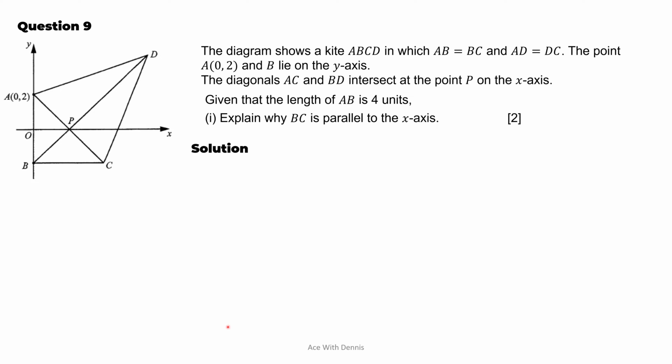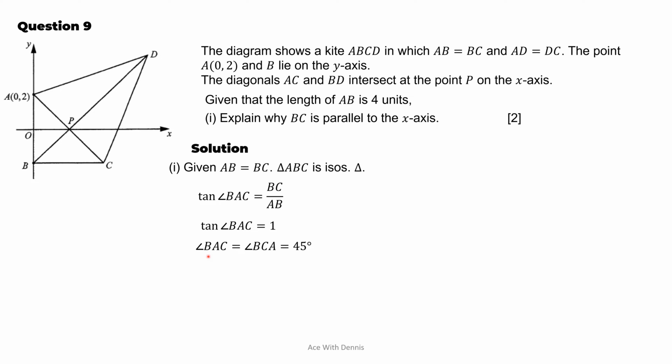Here's a solution. Given that AB equals BC, so AB is here, BC is here. Therefore, triangle ABC is an isosceles triangle. Then, the tangent of angle BAC, which is this angle, will be BC over AB, and it will give you 1 since BC equals AB. So angle BAC equals angle BCA, which is 45 degrees.